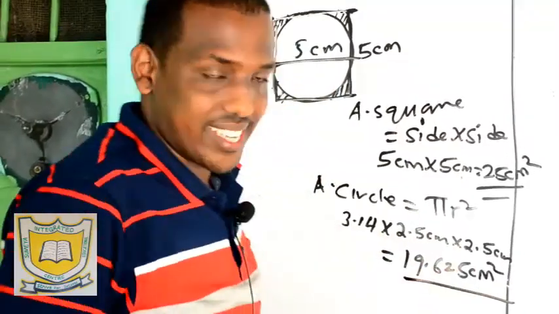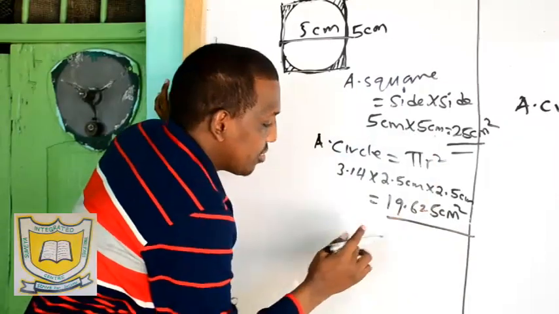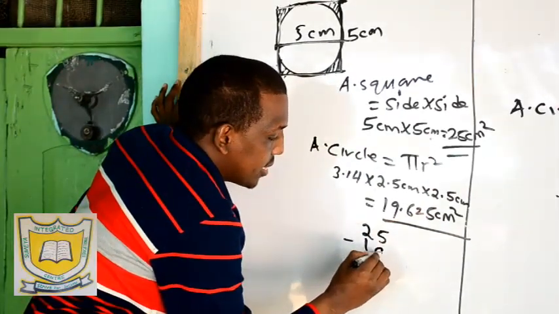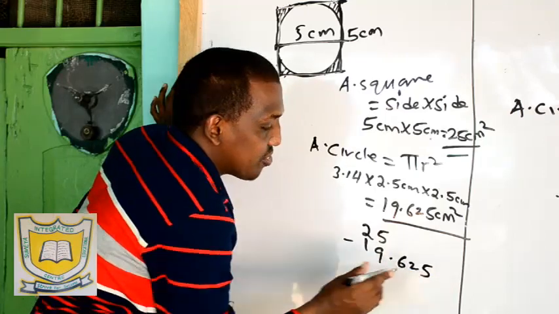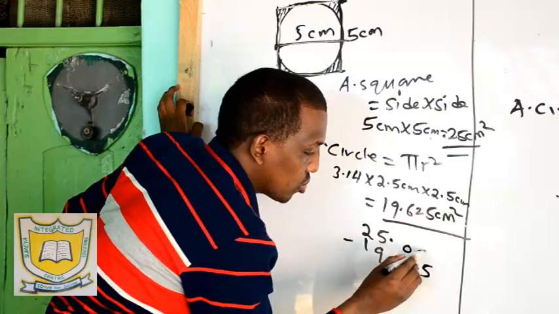What do we do? We subtract to get the shaded part. So the outer one is greater, 25. So we say 25 minus 19.625. This one has no decimal. You put a decimal, then 0, 0, 0.